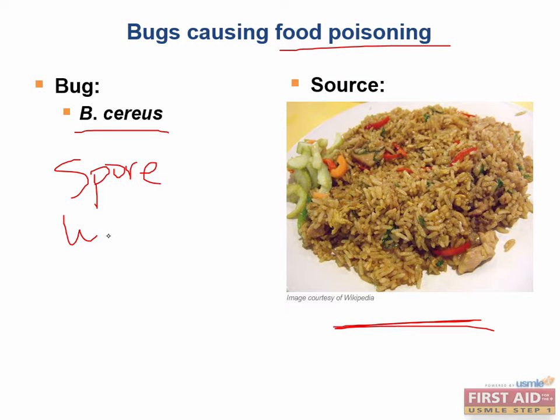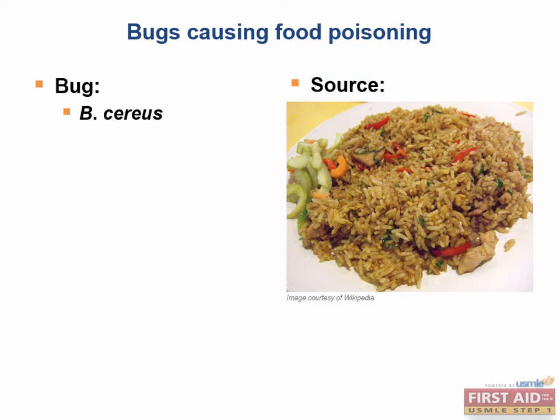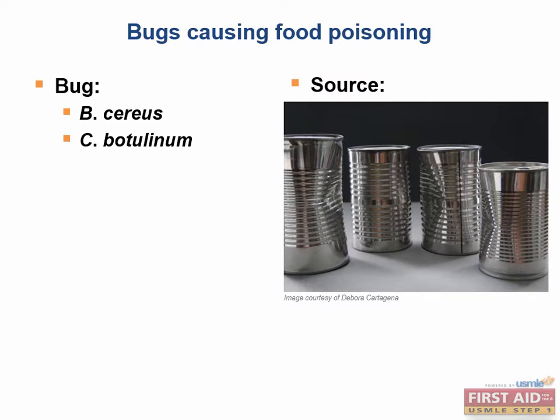This will cause a watery, non-bloody diarrhea with GI pain that usually develops within 24 hours. So remember, it is important to be serious about your Chinese food. Anytime you see mention of canned foods or honey on step 1, your first thought should be Clostridium botulinum. Do you remember what symptoms botulinum can cause?